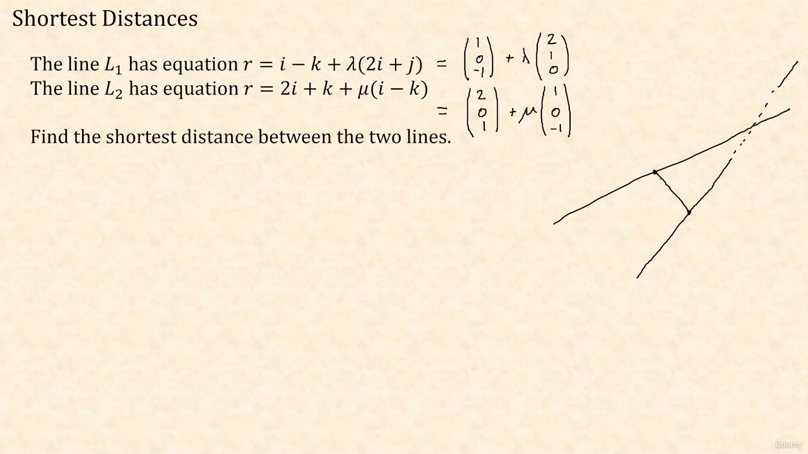So if that's the shortest point, it must mean that this is a right angle and this is a right angle. So we're going to use both of those properties. So let's call this point here A, and let's give it a coordinate.